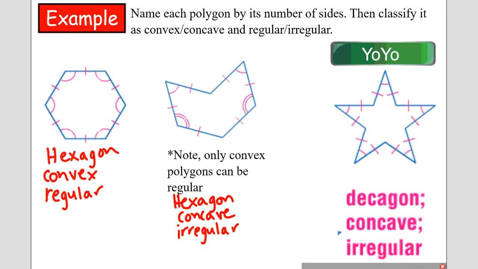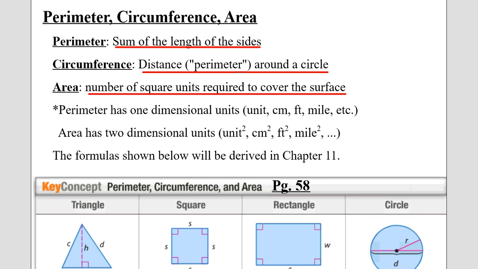And then the last part is it is irregular because it is concave. Because it's concave, it has to be irregular. These angles right here are definitely going to be not the same as those angles. So that is why it is not regular.